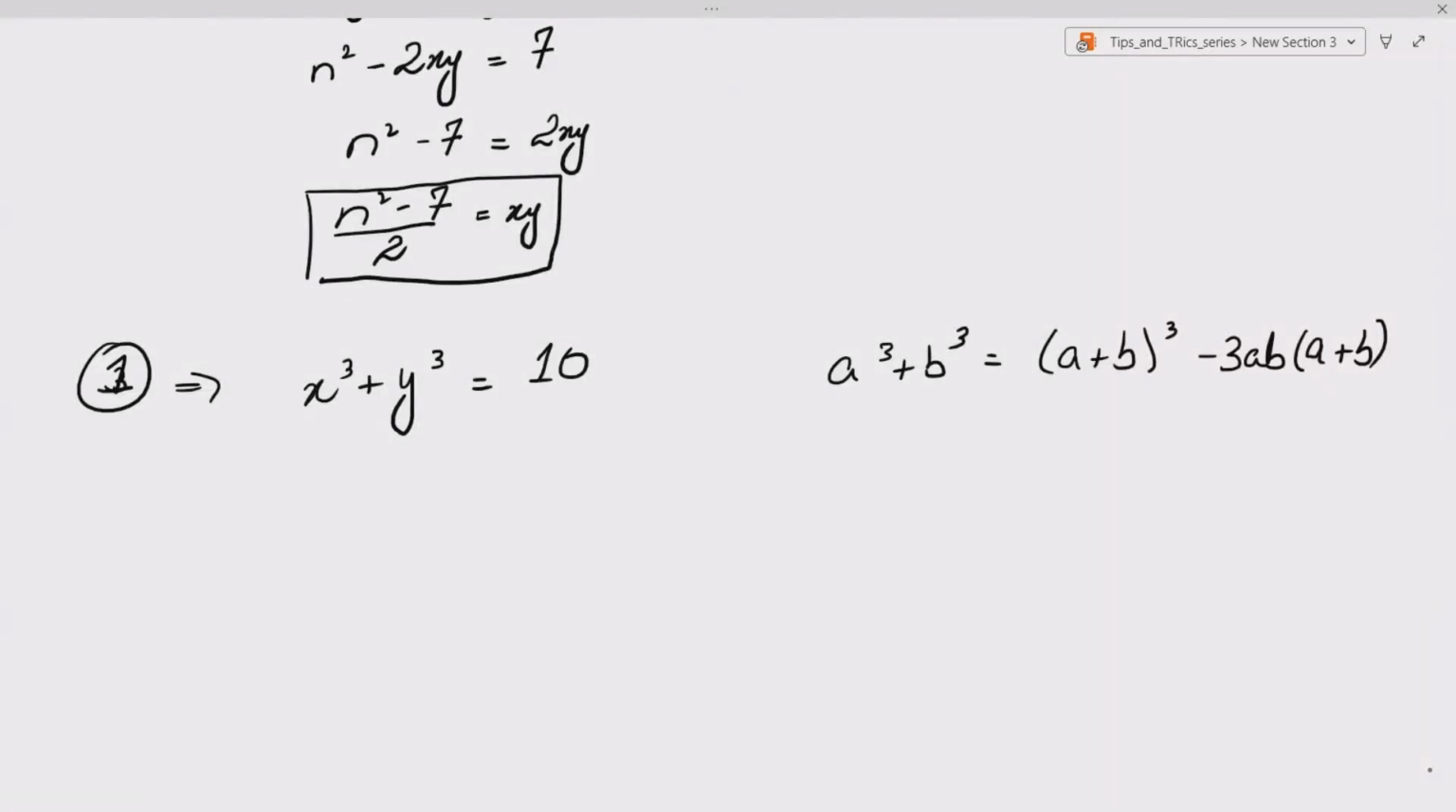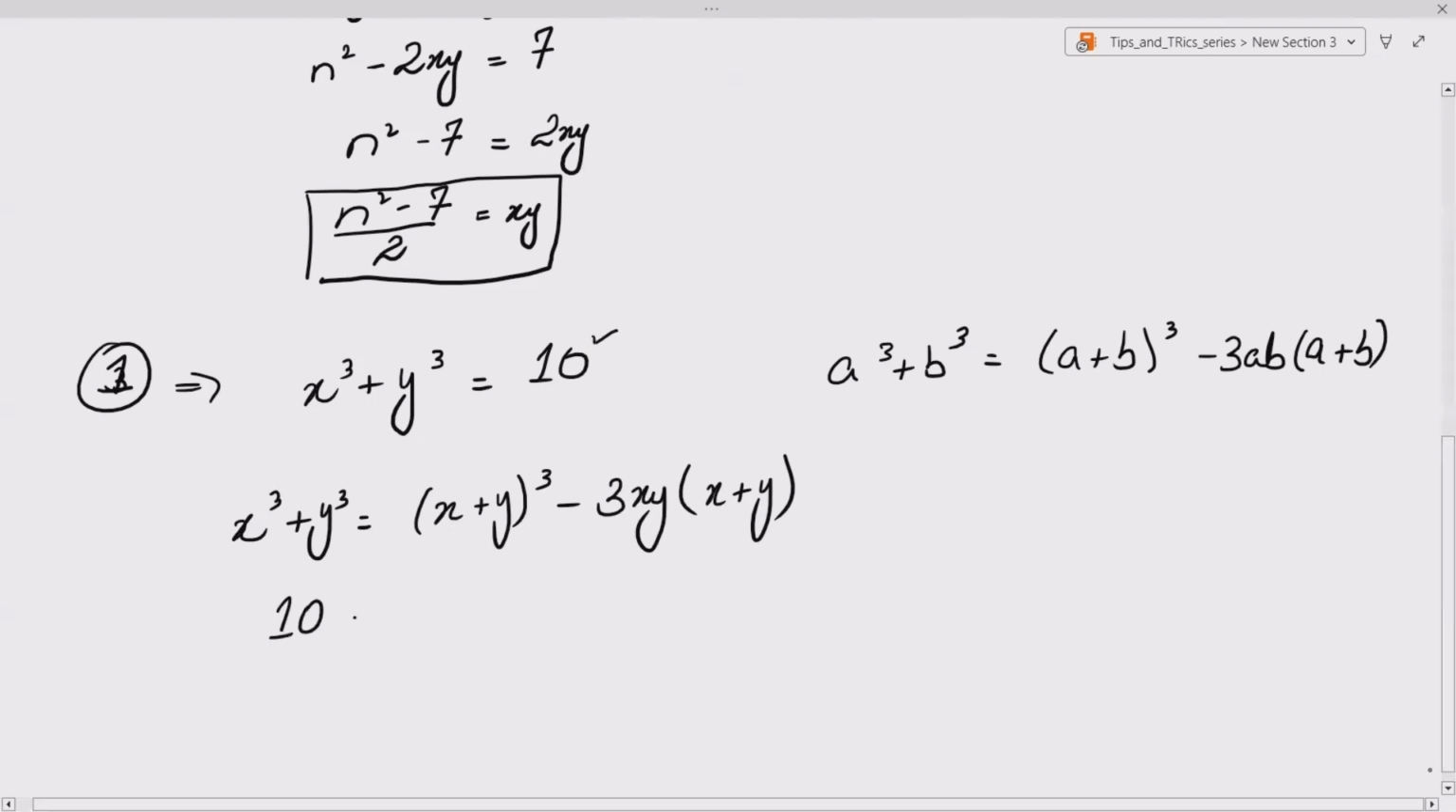So since I use this formula on x cube plus y cube, it becomes x plus y whole cube minus 3xy and x plus y. Now x cube plus y cube is 10. I write 10 here equals, x plus y is n, so n cube minus 3xy, which we found out, so let's take xy as it is for now, and x plus y is again n, right?